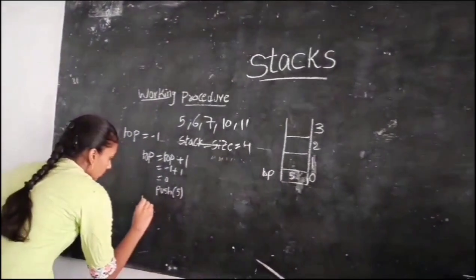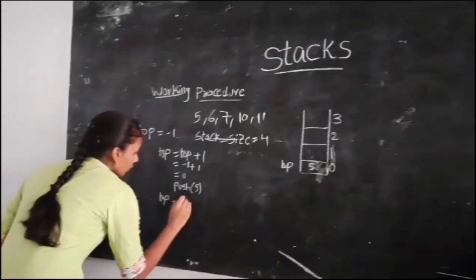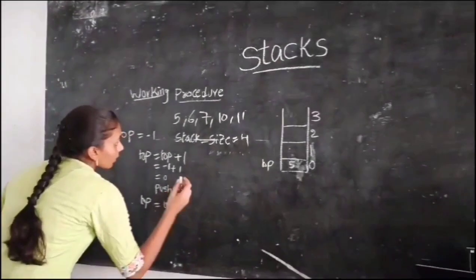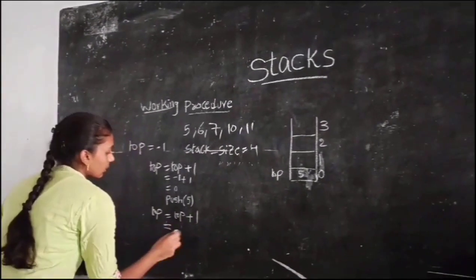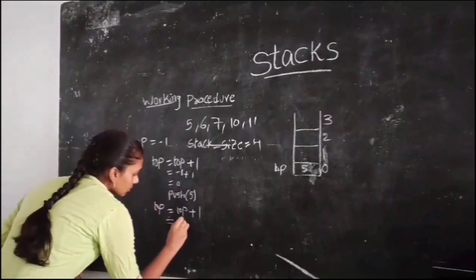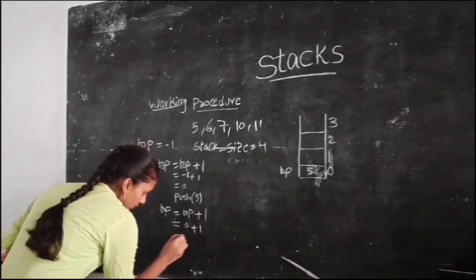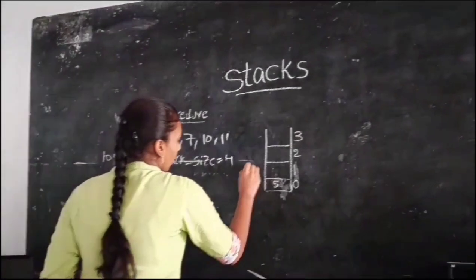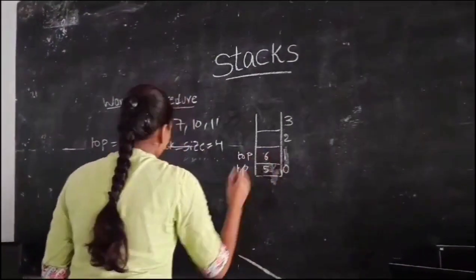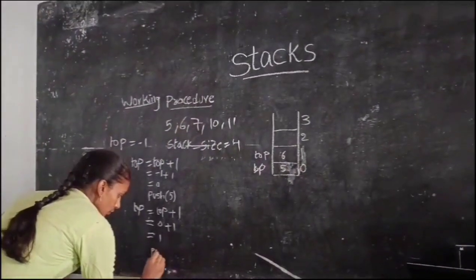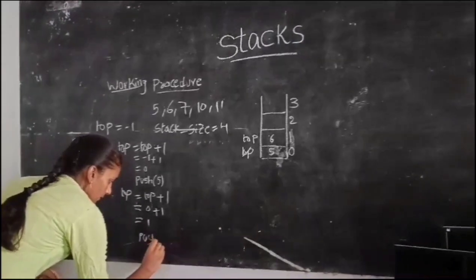Again I am going to push element 6. For that I need to increment the top value. Here top equals 0, 0 plus 1 equals 1. So top is incremented to 1. Here I am going to insert 6. So push of 6.